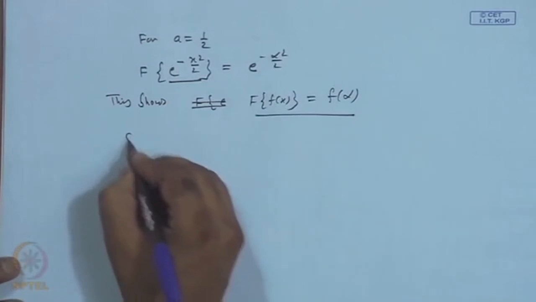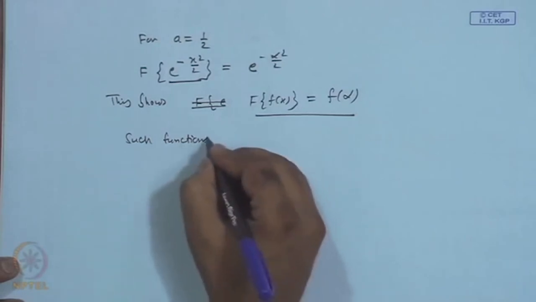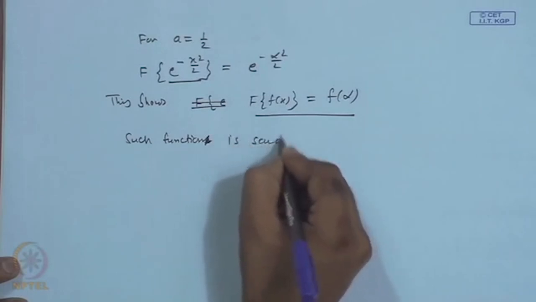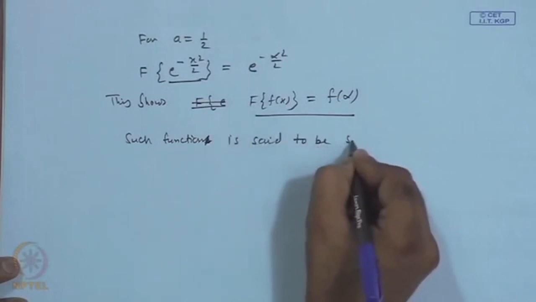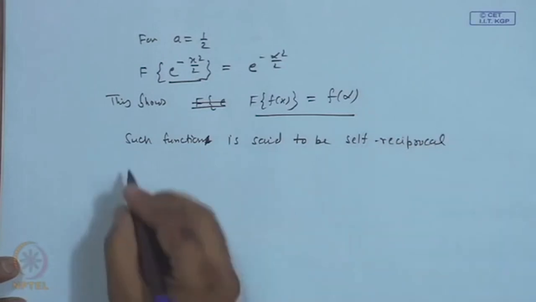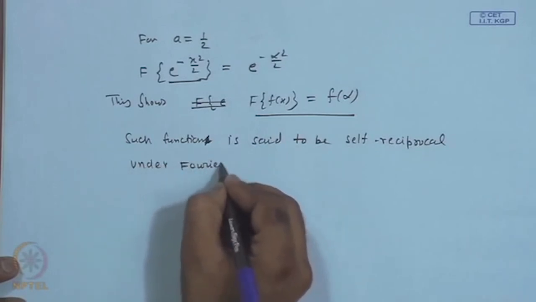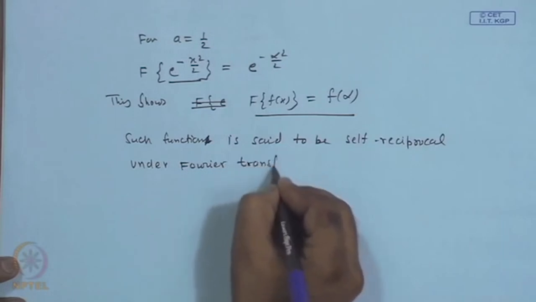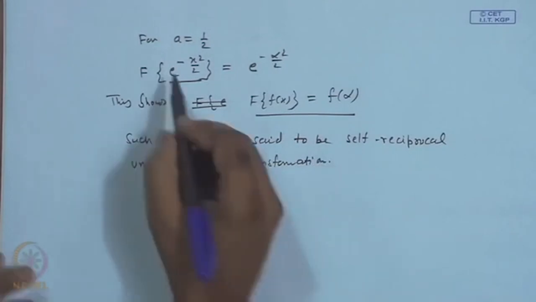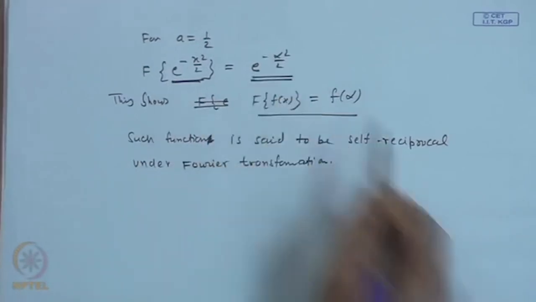It's interesting, and such functions where this property holds are said to be self-reciprocal under Fourier transformation. Okay, so this function e power minus x square by 2 is itself reciprocal under this Fourier transformation.